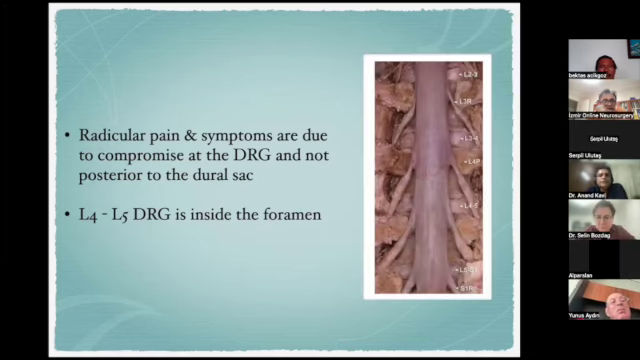Now, radicular pain and symptoms are due to compromise of the dorsal root ganglion and not due to the pathology of the flavum which has solidified or increased in size and is compressing posterior to the dural sac. And commonly, the symptoms which are seen are at the L4, L5 level or L5S1 level. And most often, the L4, L5 dorsal root ganglion is just sitting inside the foramen and it is very easily compromised.